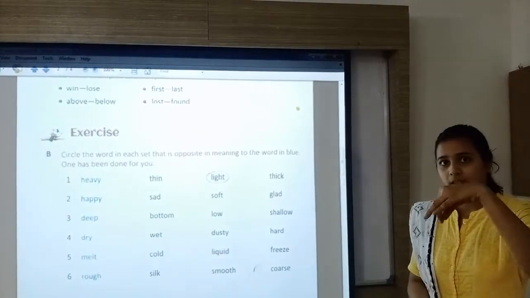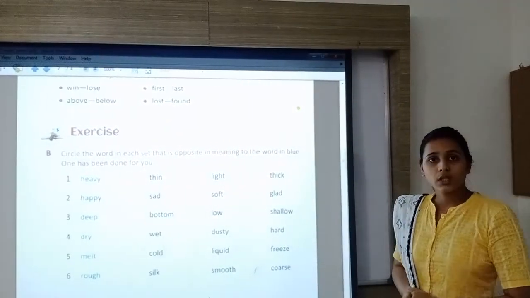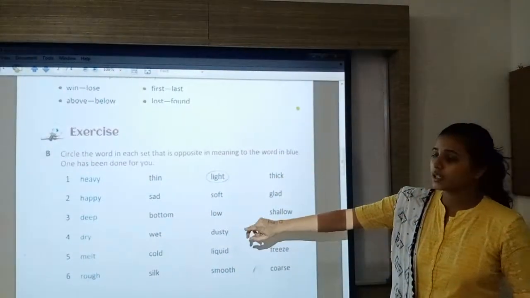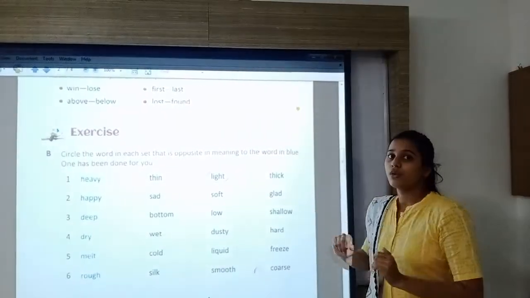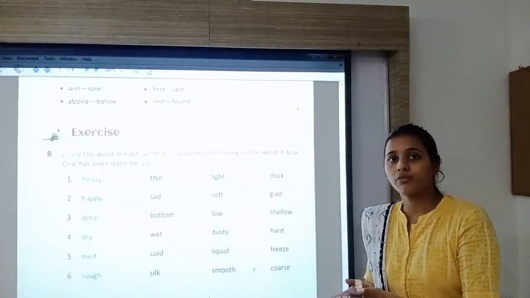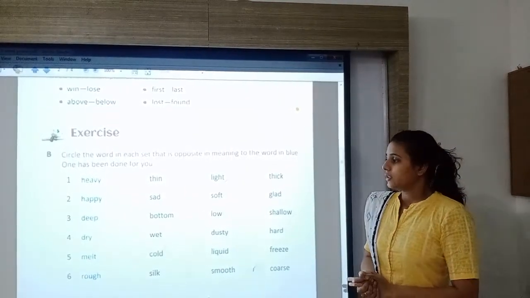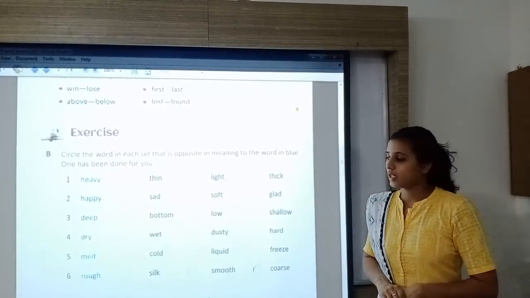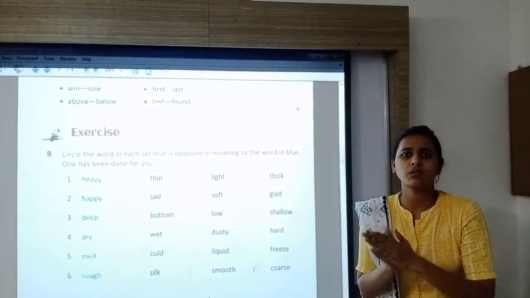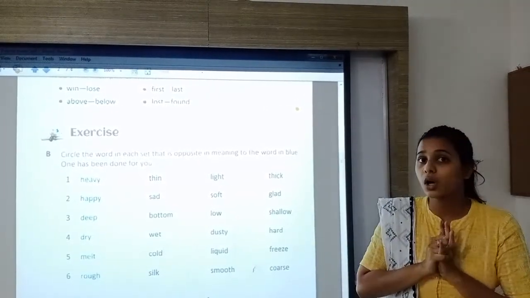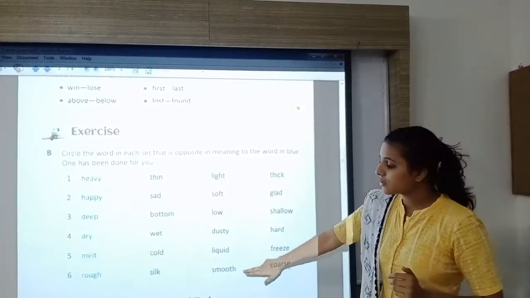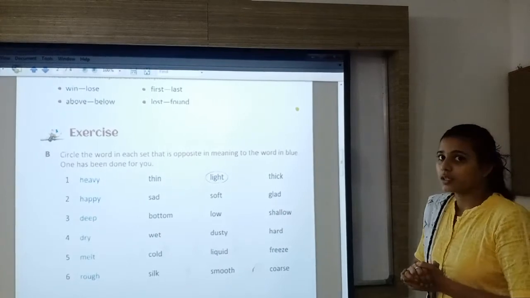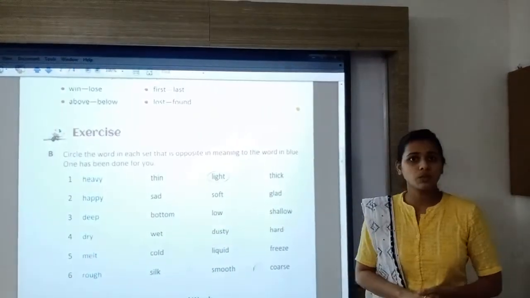Next is melt, पिघलना. The opposite of it will be something which is hard. So let us see, the opposite of melt will be freeze. Melt है पिघलना और freeze यानी जम जाना. So the opposite of melt will be freeze. Next one is rough. Rough means something which is not smooth. So the opposite of rough will be smooth. Simple. So these are the opposite words of these words.